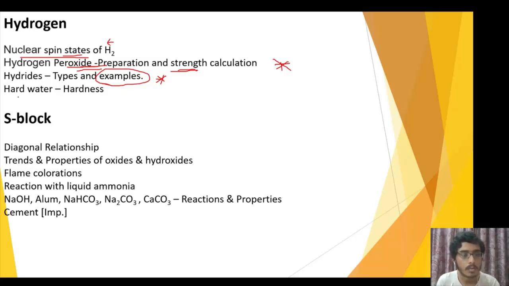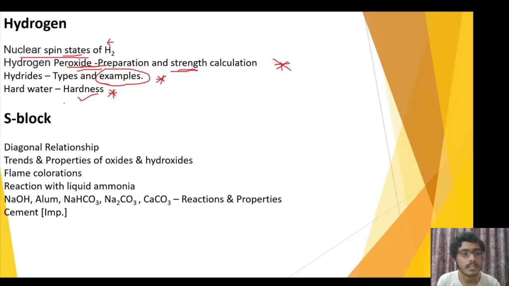And finally, hard water. This is also very important. Questions have been asked from here. Two types of hardness, temporary hardness and permanent hardness. How to remove them and what causes these hardnesses. Okay, so this is important. So from hydrogen, H2O2, hydrides and hard water are important.